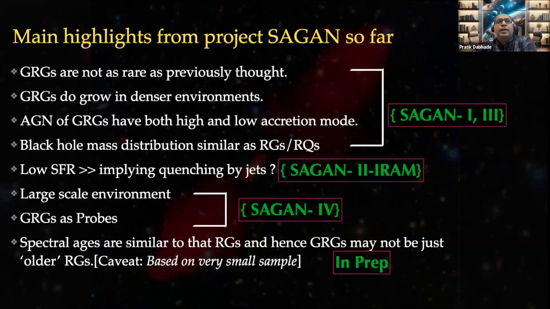I haven't talked about Sagan 4 yet, which will come next, but it is also about GRGs as probes of environment, and of astrophysical processes. Spectral ages, like I mentioned at the start, are very hard to do, but there are a few groups pursuing this, and we'll soon have results that will show us whether they are really the older counterparts or not.